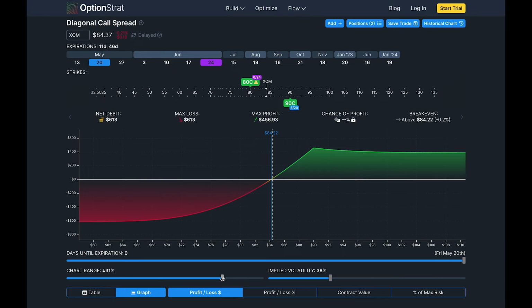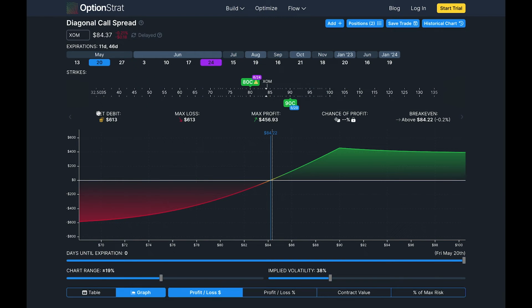So let me just zoom back in, and this is what we'll see. In this example, the net debit was $613, or $6.13 per spread, which is multiplied by 100 for $613 in total debit. That's as much as you can lose on this trade. Now, the profit at expiration, you can see here, is $456.93. It can't be calculated exactly because of, again, the different expiration dates. So at this particular time with this particular setup, $456 is the max profit.